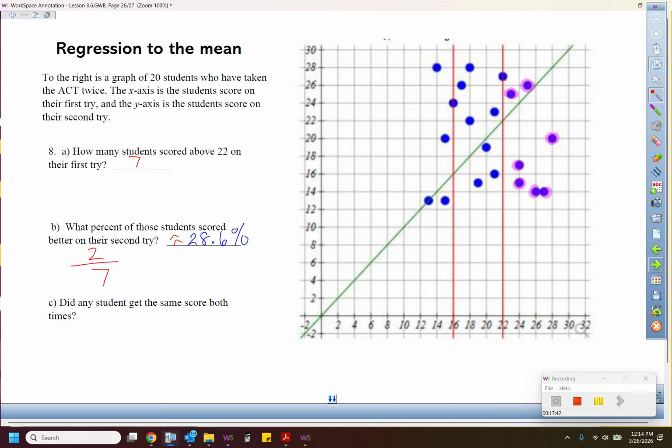And just for fun, what would this mean right here? Did that person do better or worse the second time? Where are they in relation to the green line, above it or below it? So they did worse, right? What does this score mean? Did they do better or worse the second time? Better. It's above the green line in this case. Did any student score the same both times? That one right there, yes. That one did, so that's a big fat yes.